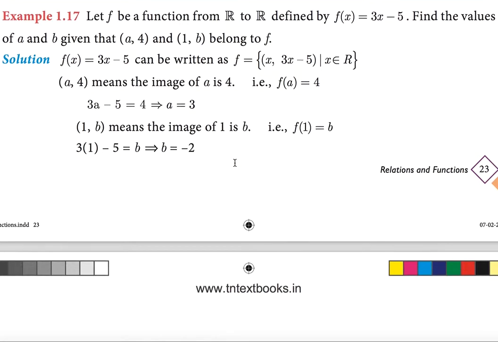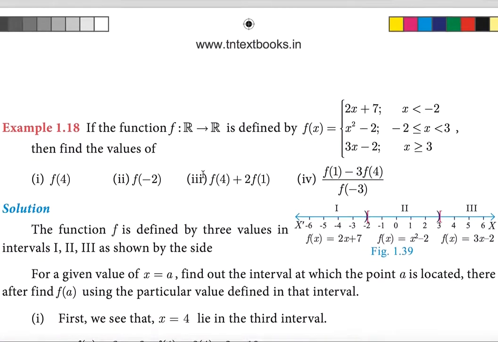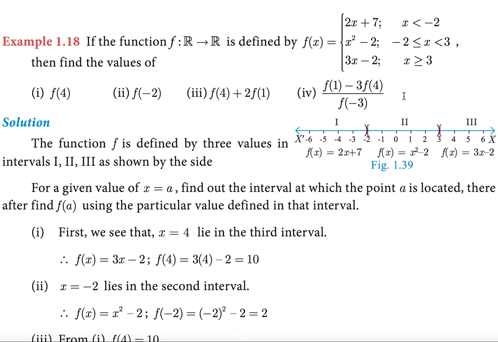Let f be a function from R to R defined by f of x equal to 3x minus 5. Find the values of a and b given that (a, 4) and (1, b) belong to f. Just substitute a here and 4 there, you will get a. Similarly b. Find the values of f of 4. So 3x minus 2, you have to use. 12 minus 2, 10. f of 4 is 10.